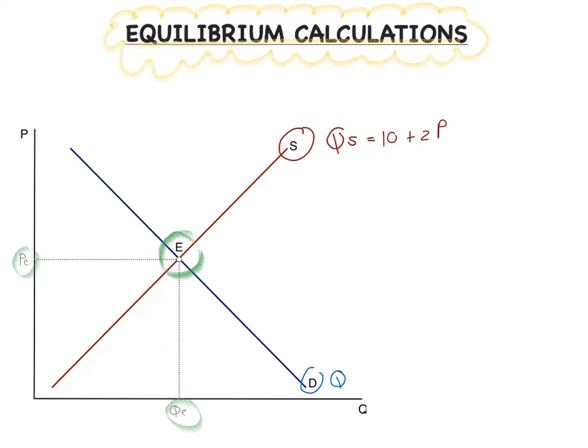For demand, we will have the following. Quantity demand is equal to 30 minus 2p, where our slope coefficient is equal to minus 2. This indicates that our demand has an inverse relationship between price and quantity.